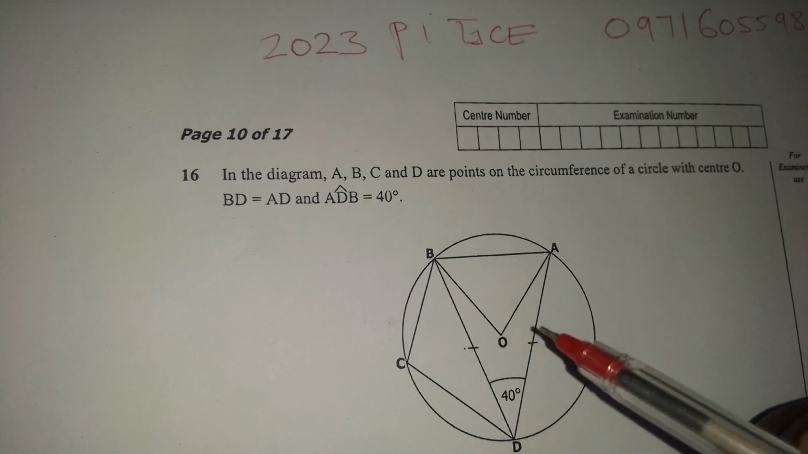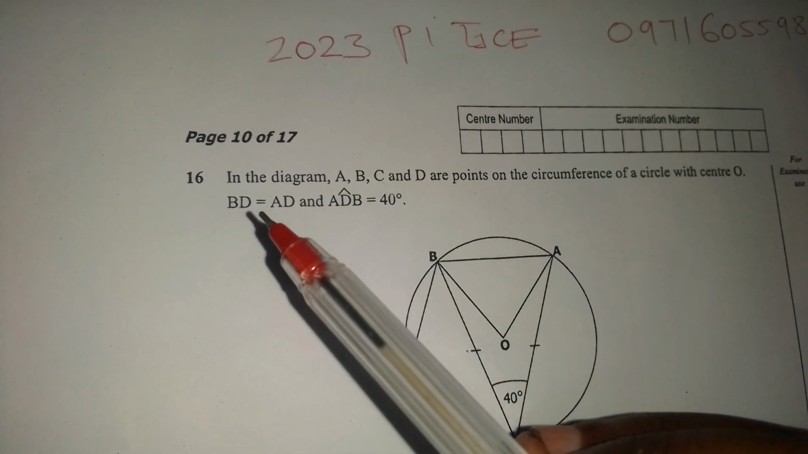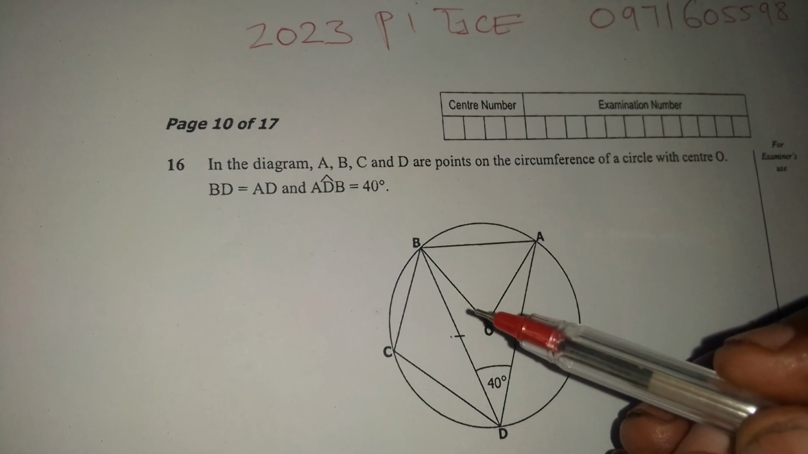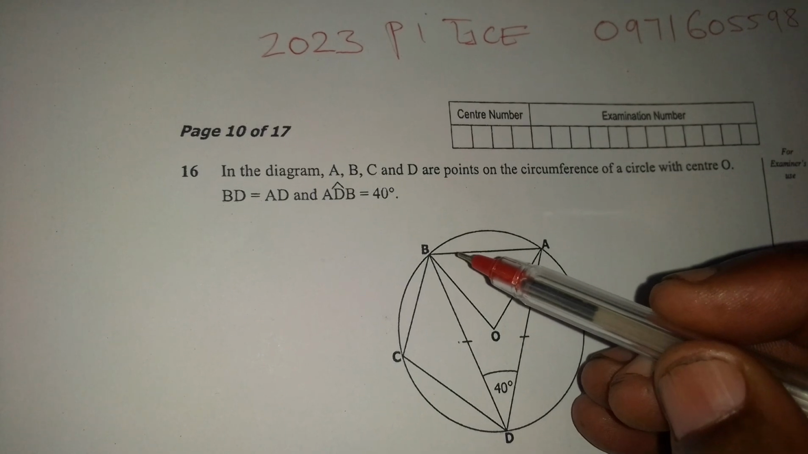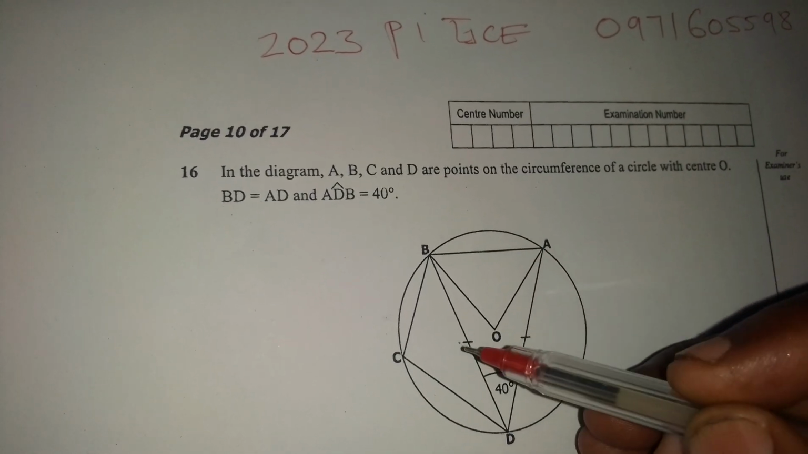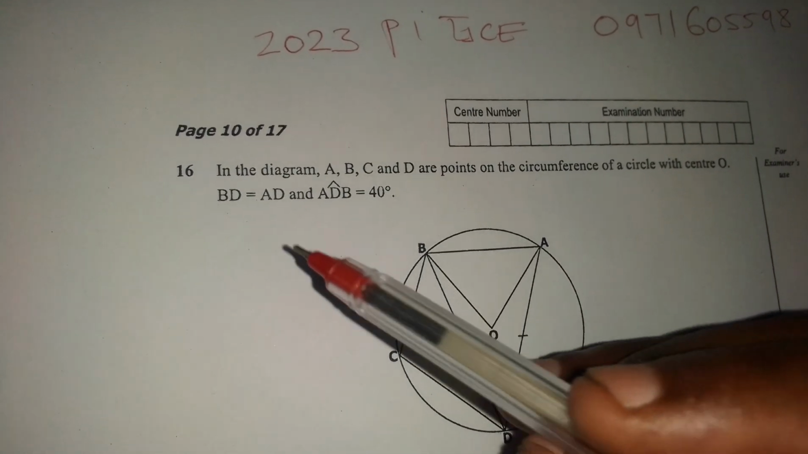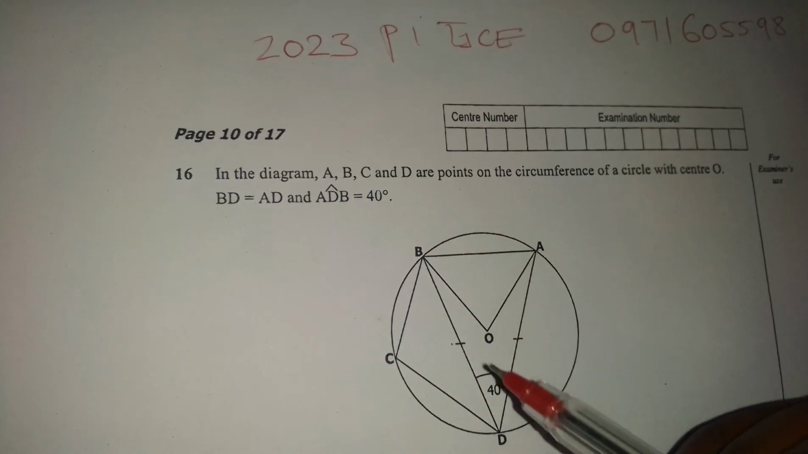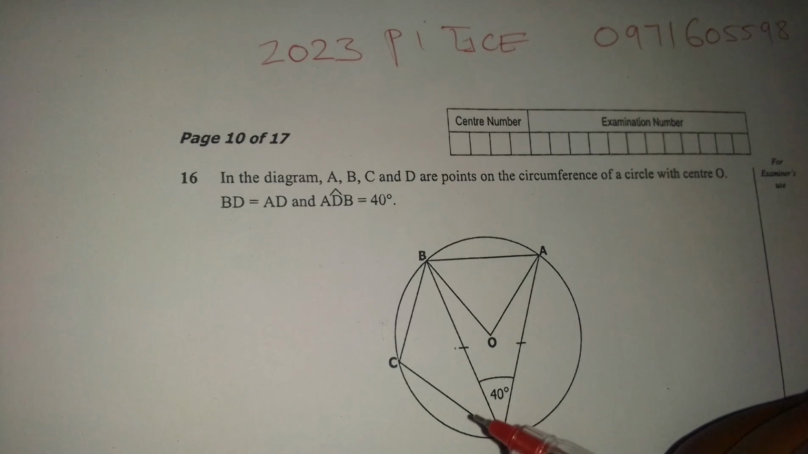So center O, which is there, then BD is equal to AD, meaning the base angles will be the same. The angle which is here and this side, they will be same. That's why you're able to see these two lines. And ADB is equal to 40 degrees. So the angle which is here is 40 degrees.